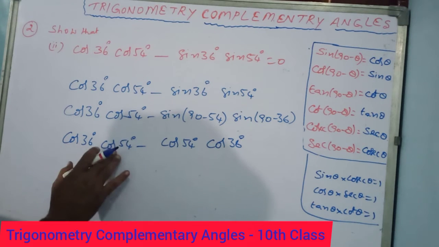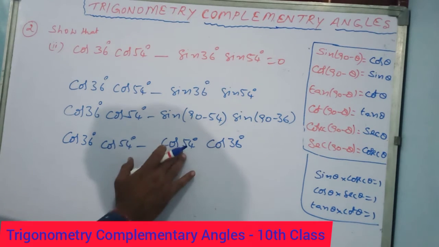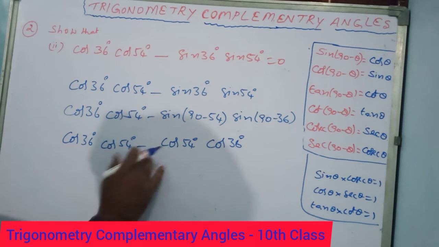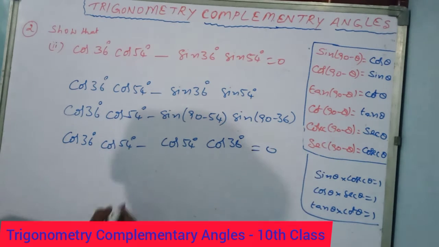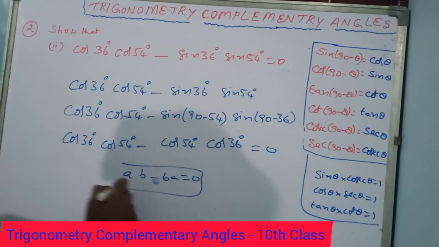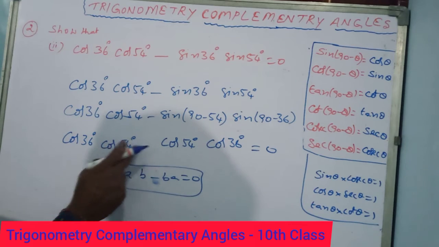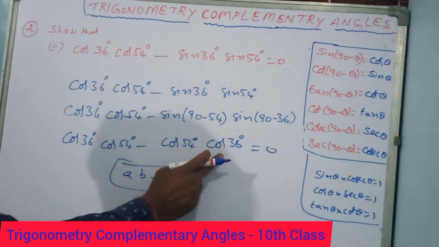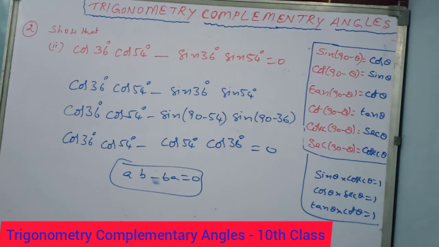So cos 36 into cos 54, cos 36 into cos 54, with a minus between them, is equal to the value, what is the result? 0. That means A into B minus A into B, or B into A, is equal to the value 0. Just like that: cos 36 cos 54 minus cos 54 cos 36 is equal to 0.